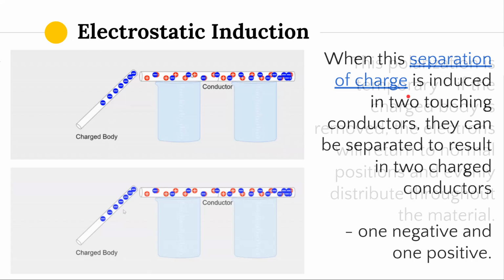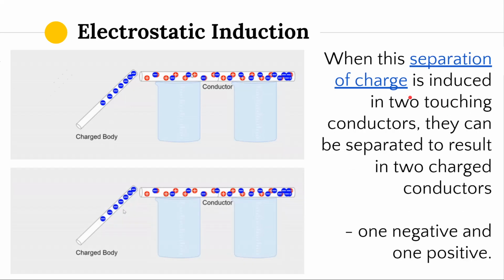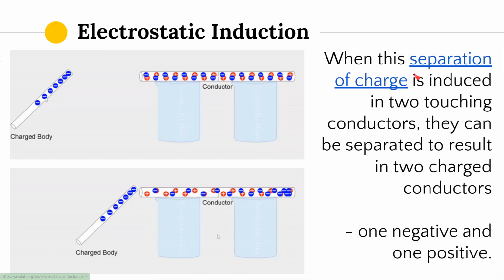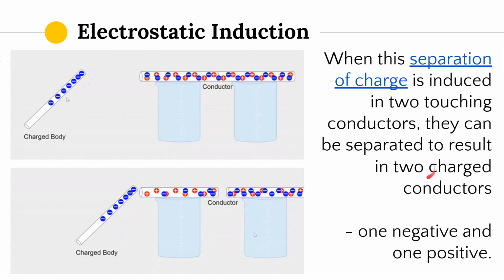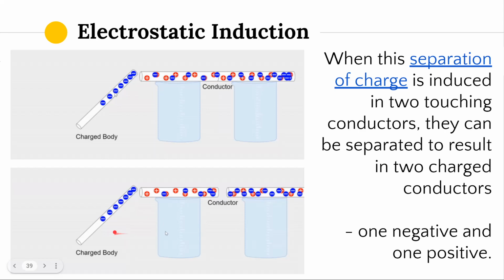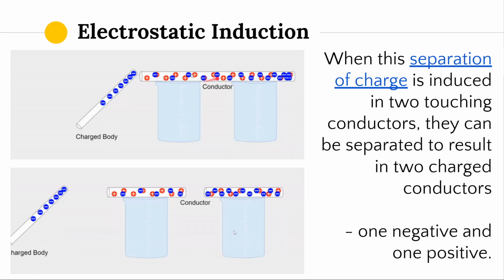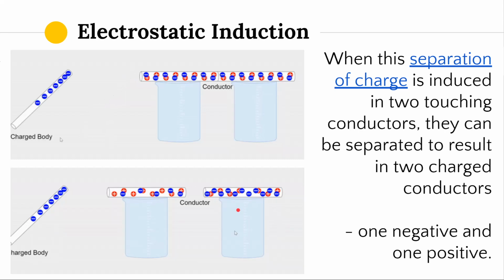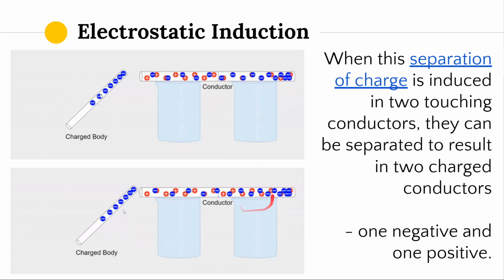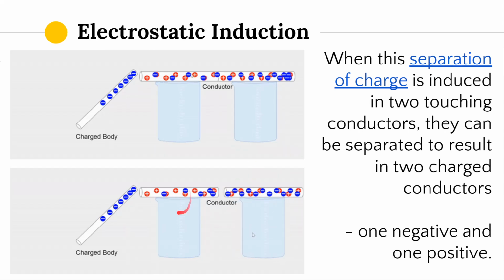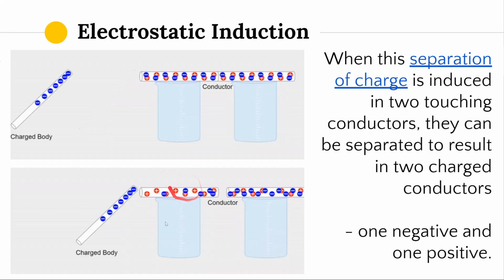Okay, so the next step is when the separation of charge is induced in two touching conductors, they can be separated, which is what you see down here. So you bring the charged rod close, you cause the polarization of these two rods that are touching each other, and then if you physically separate them because you caused polarization, now the rod on the right-hand side over here becomes negatively charged because your electrons are more concentrated here. The rod on this side becomes positively charged because its electrons are shifted over to the other one.